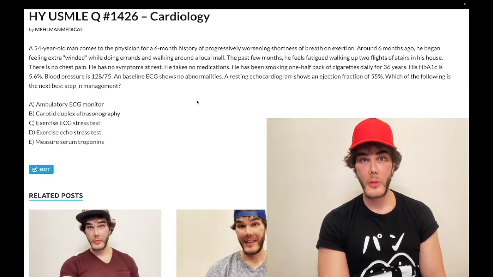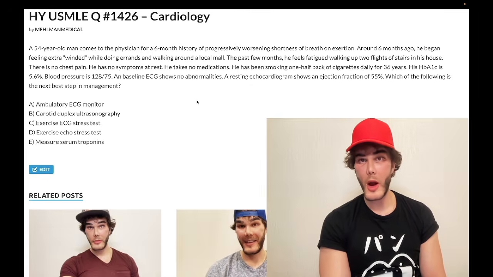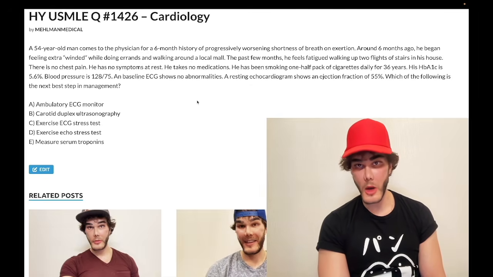So baseline ECG shows no abnormalities. His resting echo shows an ejection fraction of 55, should be 55 to 70, so lower end of normal. And then which of the following is the next best step of management. Choice A, ambulatory ECG monitor, aka Holter monitor, aka 24-hour ambulatory ECG monitor is wrong.